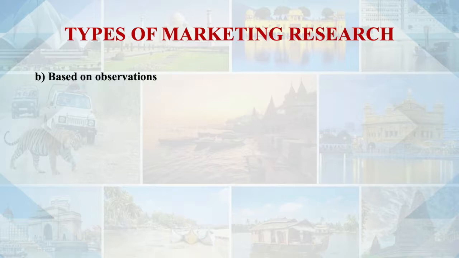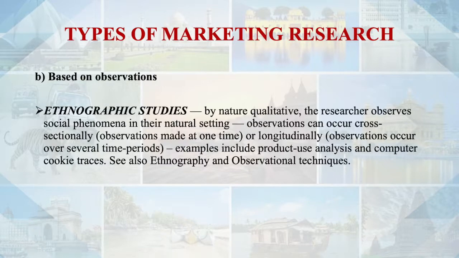Based on observations, the studies based on observation are ethnographic studies, by nature qualitative. The researcher observes social phenomena in their natural setting. Observation can occur cross-sectionally, where observations are made at one time, and longitudinally, where observations occur over several time periods. Examples include product use analysis and computer cookie traces.